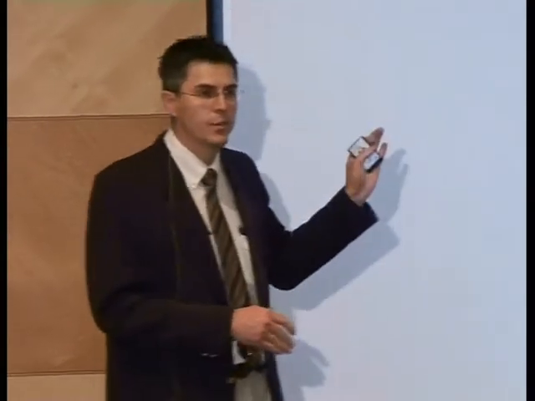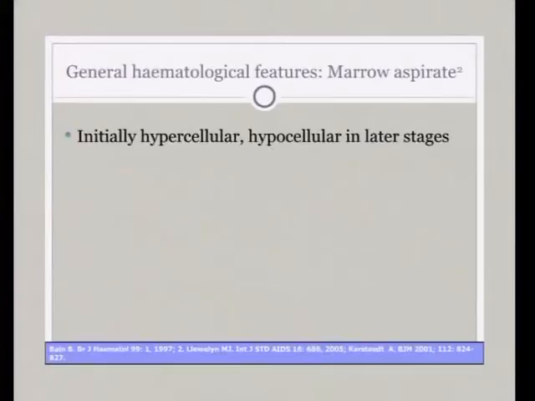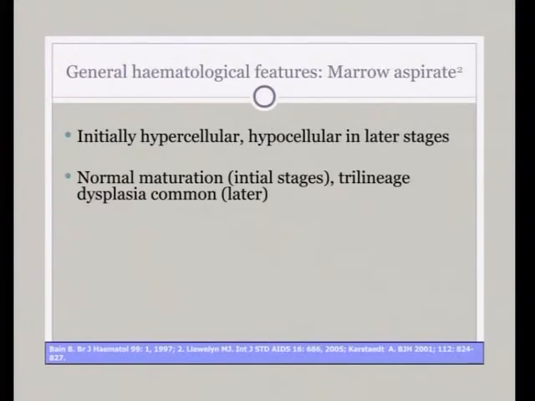The value of the aspirate is to look at individual cells, enumerate those cells, and look at the morphology of those individual cells, as opposed to the trephine biopsy, where the integrity of the tissue and the relative relationship of the tissue is preserved. And I'll show you that. So in the bone marrow aspirate, initially in the early stages of HIV, the bone marrow will be hypercellular, with hypocellularity later in the natural course of the disease. Initially, the cells look normal, but as time goes by, trilineage dysplasia becomes common.